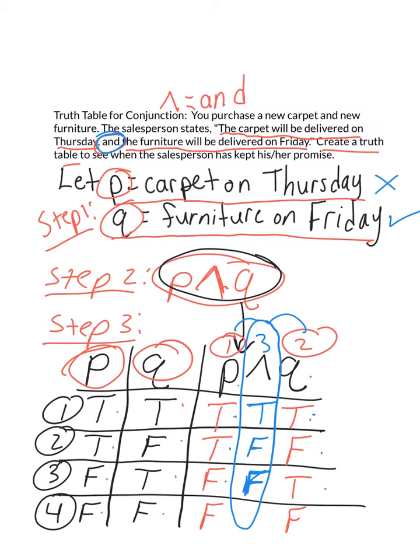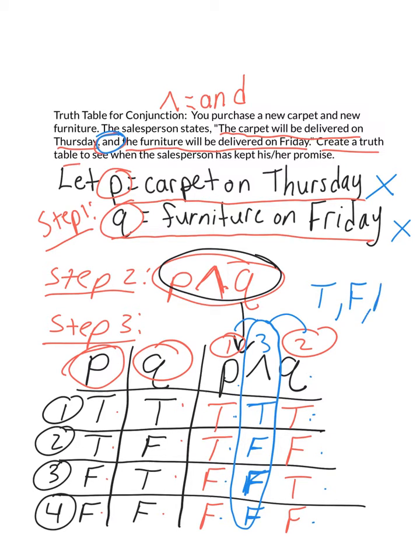And finally, the last row, the bottom row, we have P is false and Q is false. So in other words, the carpet does not come on Thursday and the furniture does not come on Friday. If you're promising two items, because you're using the word and, you're definitely lying here if neither item holds true. So the final answers, the most important column, are under the and symbol. If I rewrite it from left to right, it's what I have in blue.